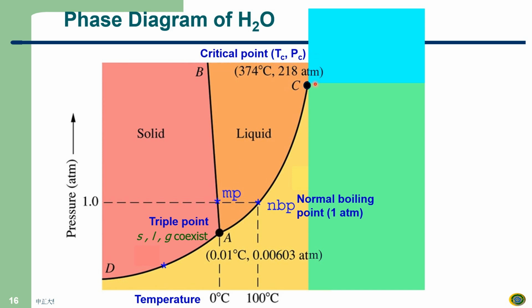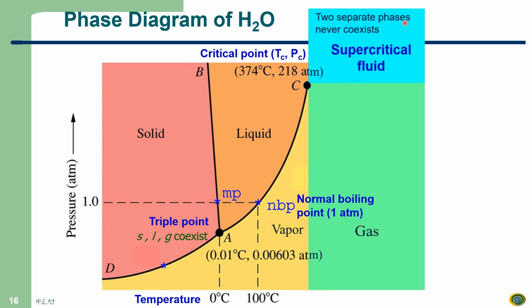And as you remember, this is the critical point of the water, which is 374 Celsius. Pressure is 218 atm. We use TC and PC, remember? So above the critical temperature and above critical pressure, this is what we call supercritical fluid. Supercritical fluid. What does that mean?